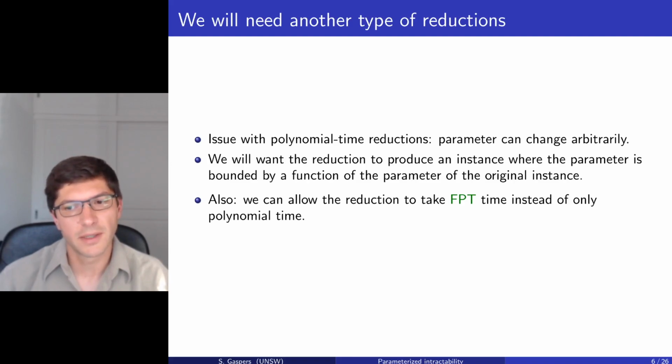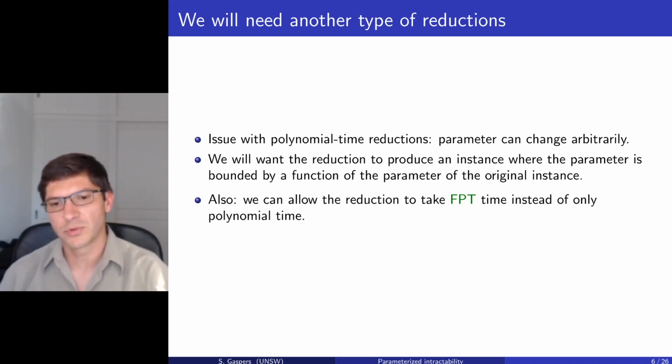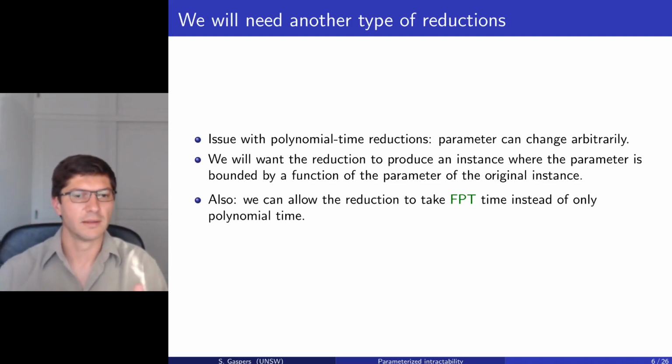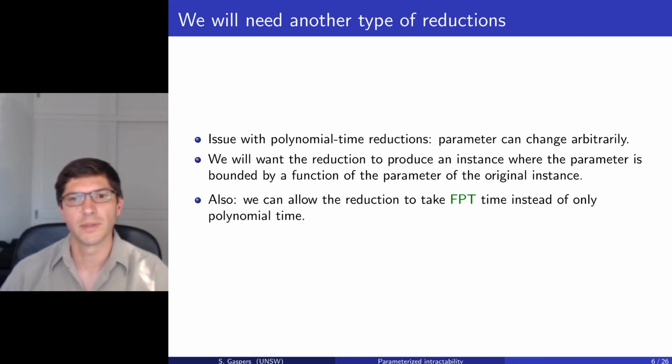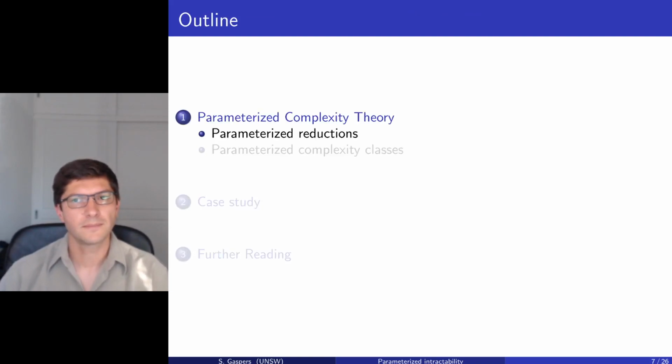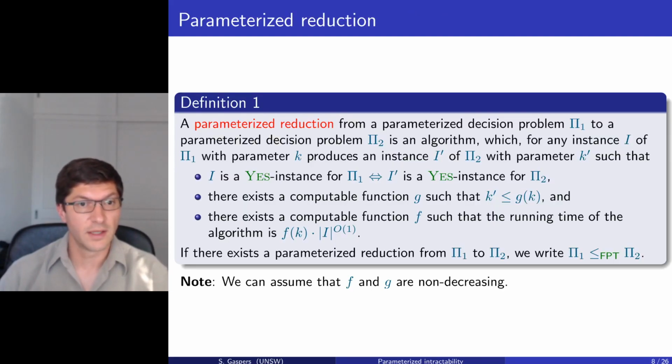Another advantage that we can use is that the reduction is now allowed to take FPT time instead of just polynomial time. We don't need the transformation to take polynomial time because in total we have FPT time at our disposal, so we can use it if we want. Very often polynomial time reductions will be enough to show things such as W1 hardness. Okay, so this brings us immediately to the concept of a parameterized reduction.